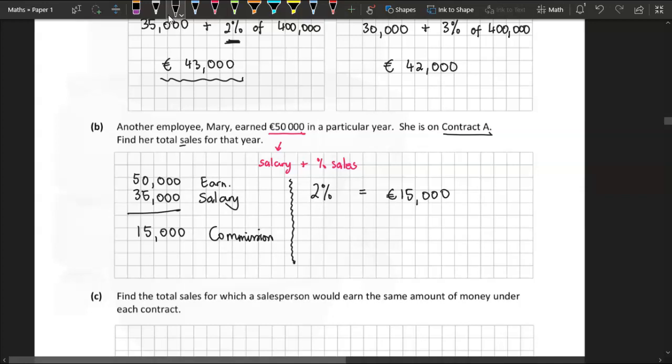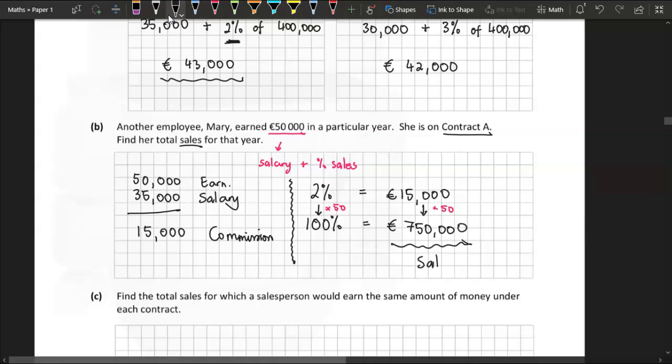So how do we find out her total sales for the year? Well, there's one thing for certain, that if 2% is 15 grand, the total volume of sales is going to be 100%. Now, how do we go from 2% up to 100%? Well, this is quite handy, because one of the easiest ways you can do this is just by multiplying by 50. If you take 2% multiplied by 50, you get 100%. But you got to do the same thing to this number over here, multiplied by 50. When you multiply across that by 50, you end up with 750,000.